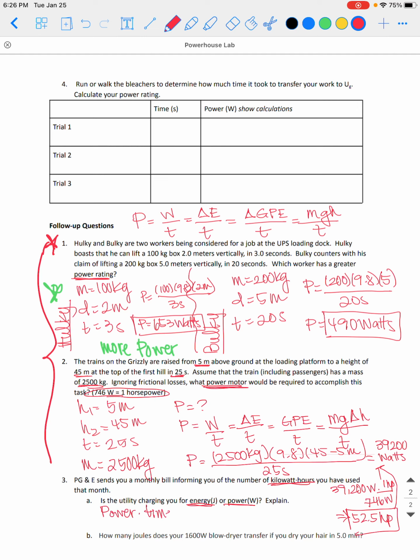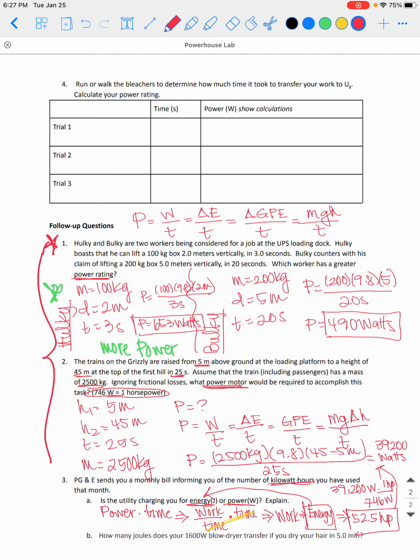Power can be represented as work over time. And if you multiply that by time, you'll notice that the time actually cancels out. So the unit kilowatt hours represents work, and we know that work is also a change in energy. So this would be our answer for 3A.